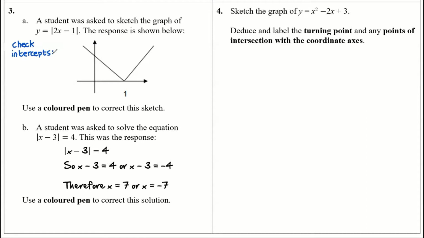So the intercept. So when you have x equals 0, that of course will give us the y-intercept. So let's just check that. They've not labeled that, but we'll have a look at it anyway.